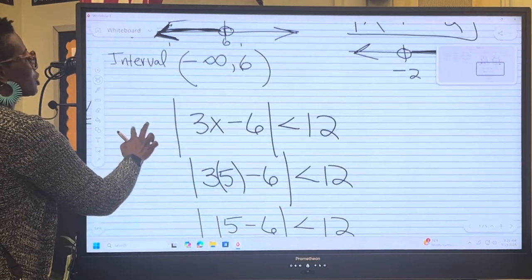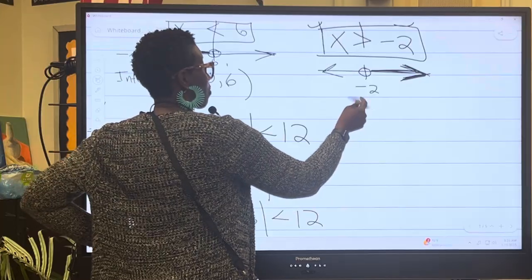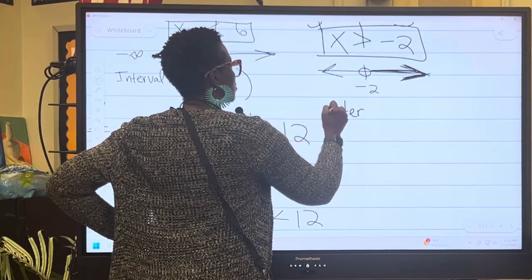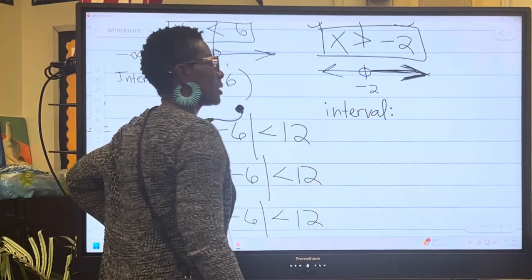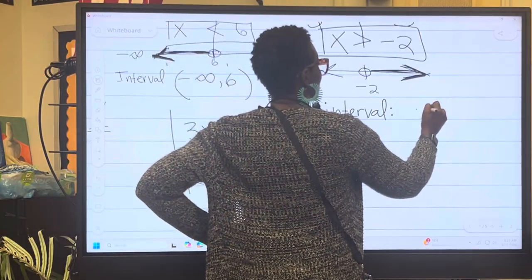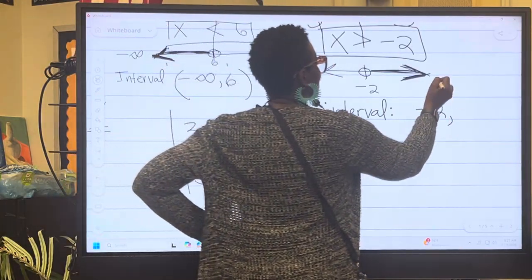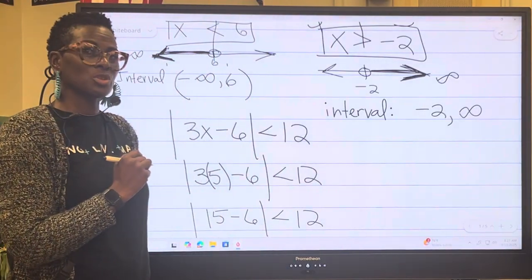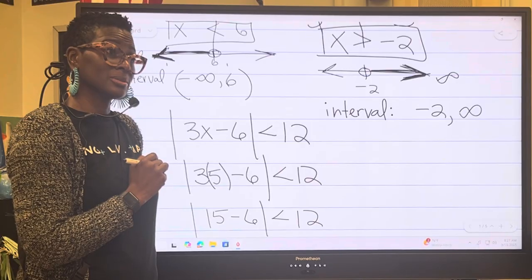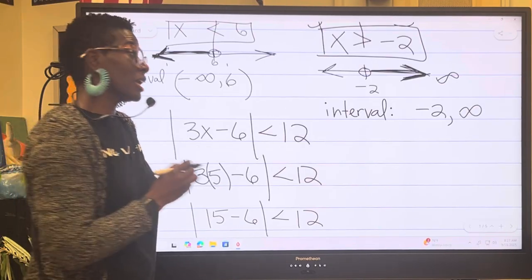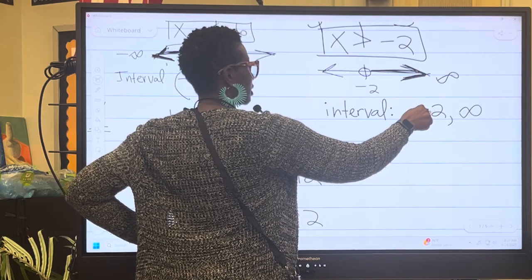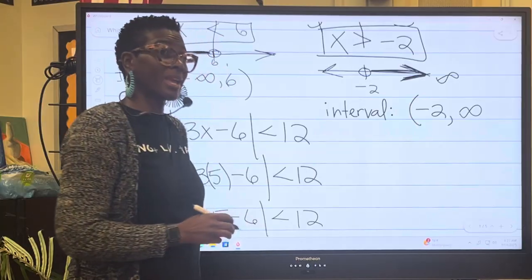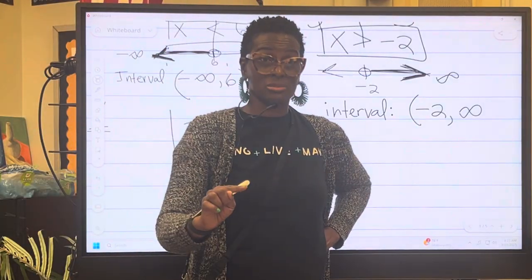So now, can you give it to me in interval notation? What does it say? What do I do for interval notation? What's my minimum? Negative 2. What's my maximum? Positive infinity out here. Now, is it a bracket or a parenthesis for negative 2? Why? Is it included or not included? Not included. So am I using a parenthesis or a bracket? Parenthesis. When do we use brackets? When it's included. Are you with me?